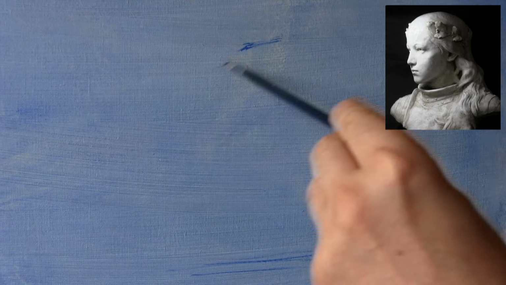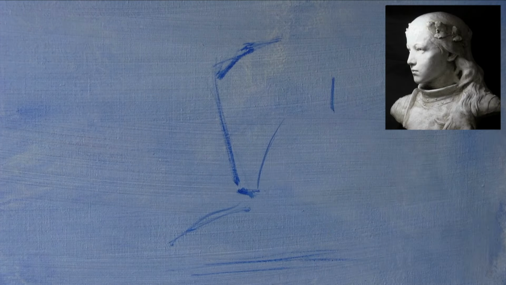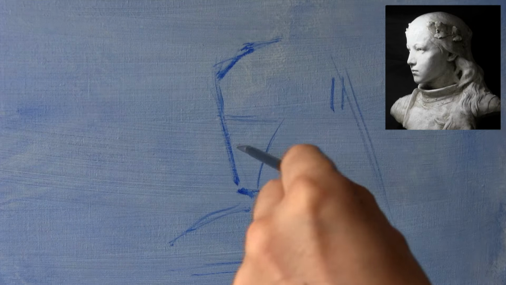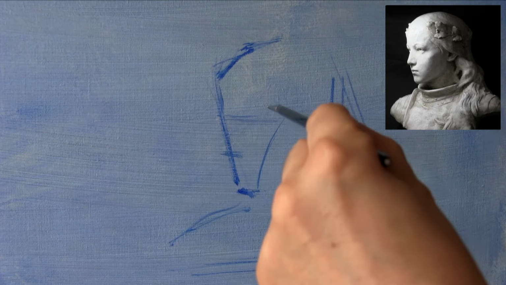So here I'm starting to map out the head, with a few lines to indicate the top, bottom, front and back. And here I'm placing some horizontal lines to indicate the brow, the eyes and the bottom of the nose.